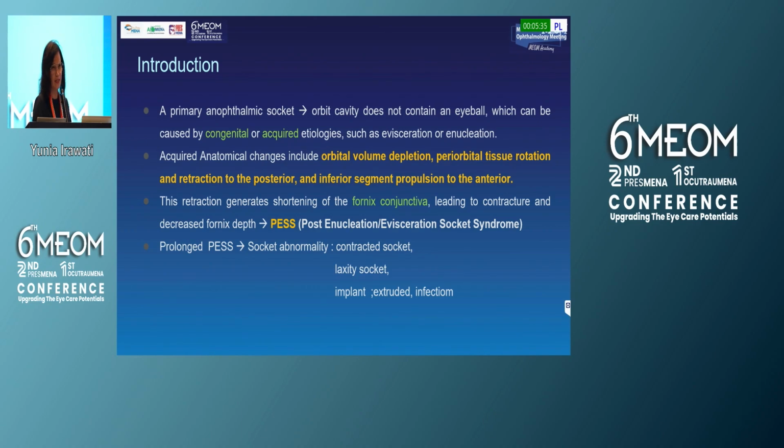That's why there is anatomical change, including orbital volume depletion and periorbital tissue rotation, and retraction of the posterior and inferior segment with propulsion to the anterior. This retraction shortens the conjunctival fornices, leading to contracture and decreased fornix depth. That's why they can get post-enucleation socket syndrome. And over a prolonged time, the socket abnormality can become a contracted socket or a laxity socket, or even extrusion of the implant or infection.